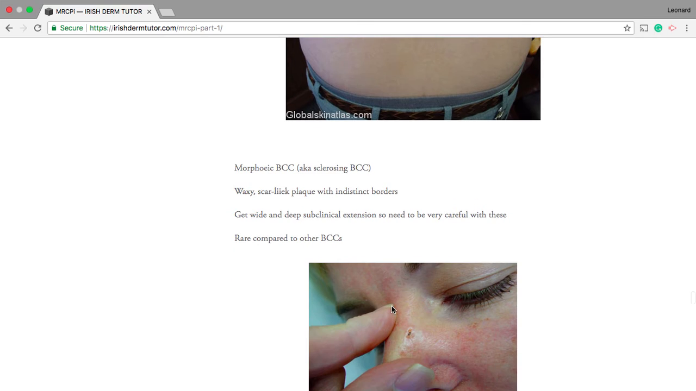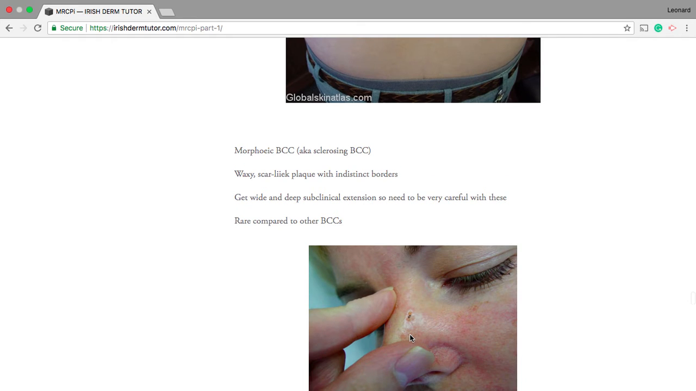Now, there's a very sneaky type of basal cell carcinoma called morphoeic or sclerosing basal cell carcinoma. Oftentimes you might just get a small lesion that might look like a BCC, but it will look quite small. But as you can see, as this doctor is doing, they're spreading the skin tight. And you can see this waxy pale area around it. And that's all basal cell carcinoma.